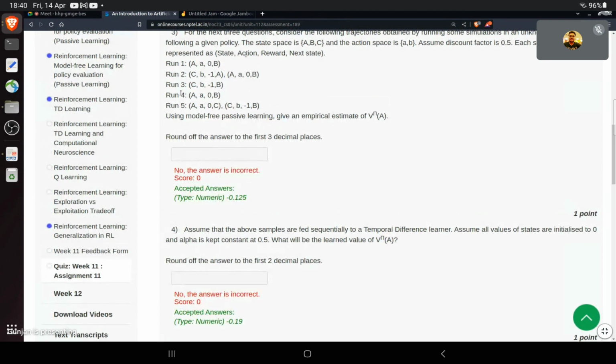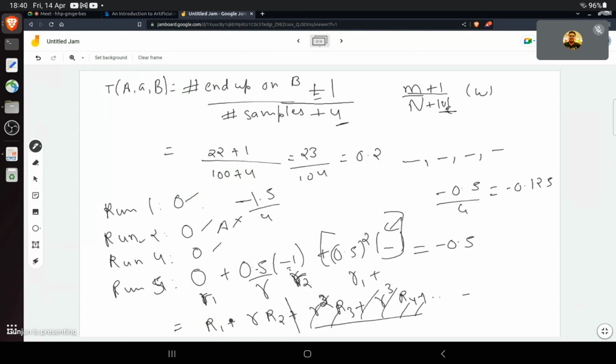In run four, the reward is zero. In run 5, it is 0 plus 0.5 times minus 1. R1 is 0, R2 is minus 1, and gamma is 0.5. If you have to find out V pi B, then V pi A would be the average of all these values.